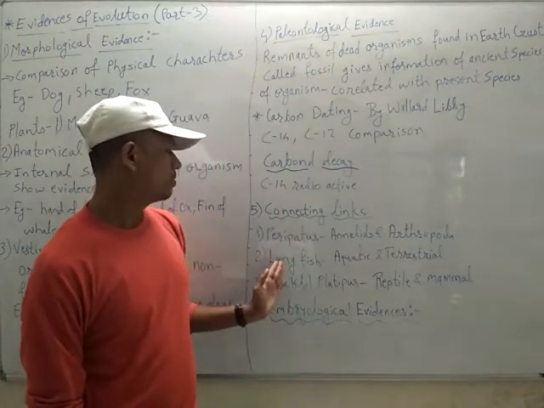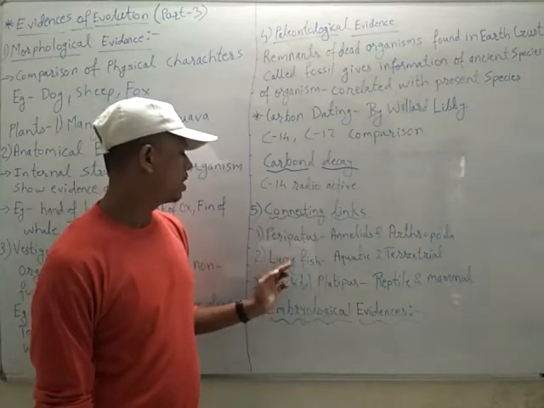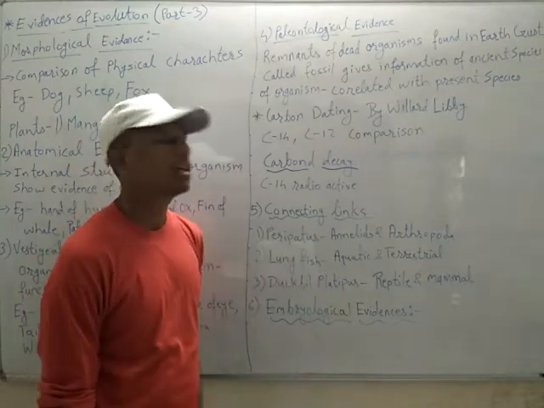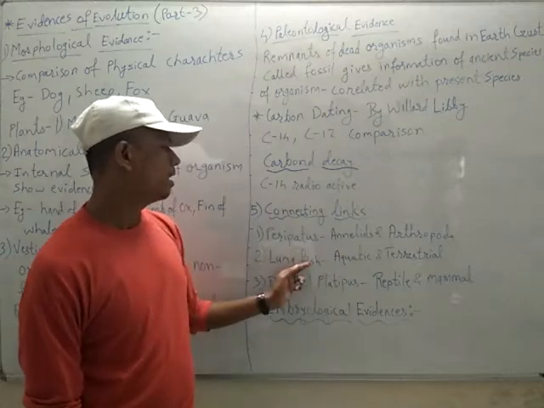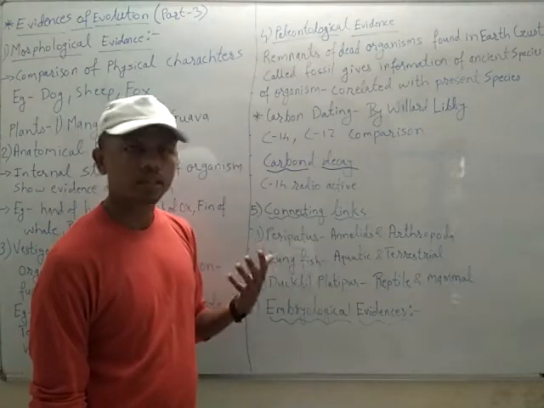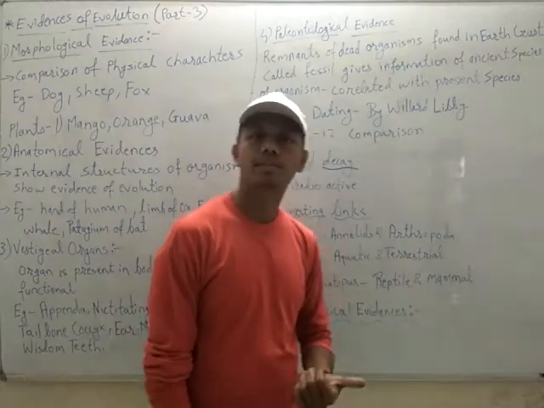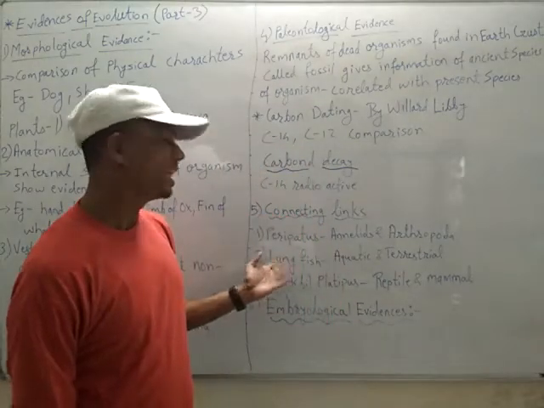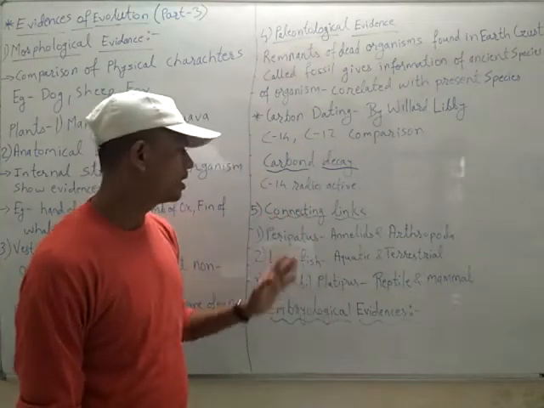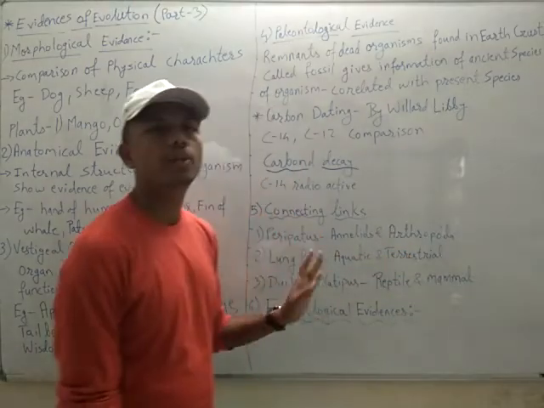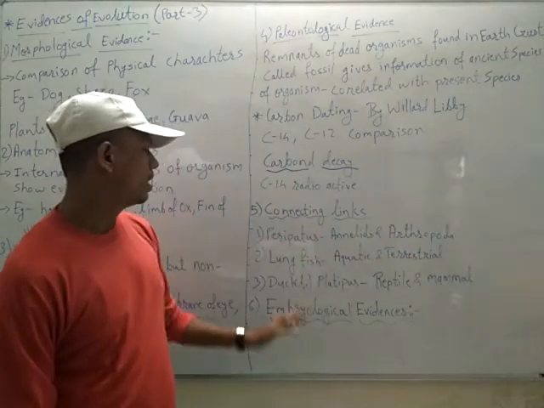Another example I would like to tell you is lungfish. Lungfish, the name itself tells us it has lungs for breathing. So it is a connecting link between aquatic and terrestrial organisms, because it lives in the water and it can breathe in the air like a terrestrial organism. So it is the link between aquatic and terrestrial organisms.